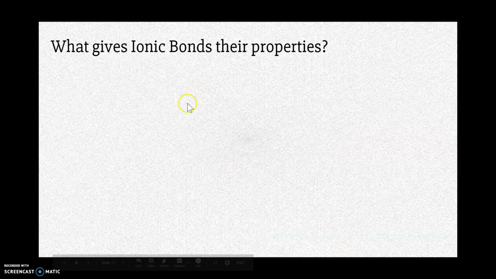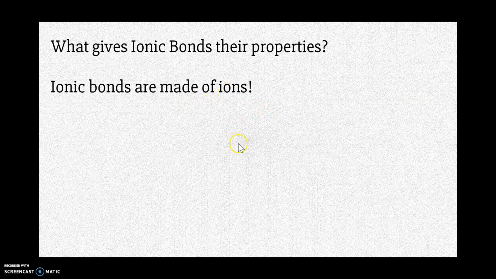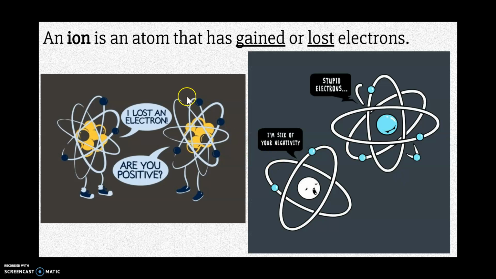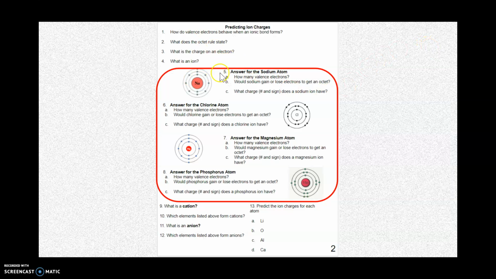And we're going to talk about what gives ionic bonds their properties. Ionic bonds are made of ions. So here we see the sodium ion has a charge and a chloride ion, and it's making sodium chloride. An ion's definition is an atom that has gained or lost electrons. And remember, they do this in order to gain stability. So this is what we're going to look at today: questions 5, 6, 7, and 8.